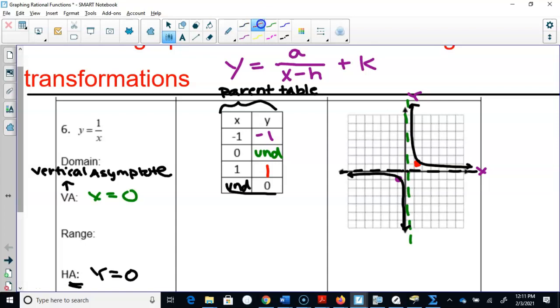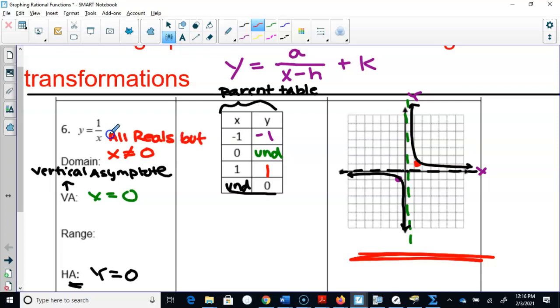Now let's talk about our domain and range. When I'm thinking about my domain, I'm going left to right, looking at my graph, and I'm asking where does my X value not work? Well, my domain can work everywhere but when X equals 0. So I'm going to put X cannot equal 0, but it can equal all other reals. So what I'm going to put on top of this is all reals, so all real numbers, but X cannot equal 0.